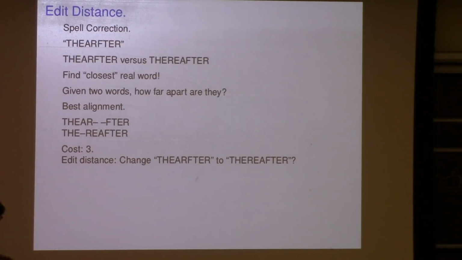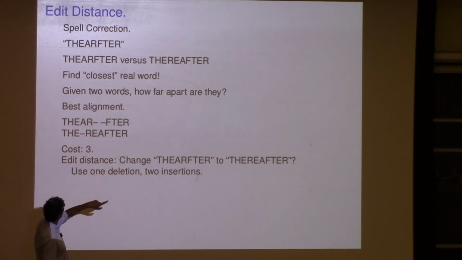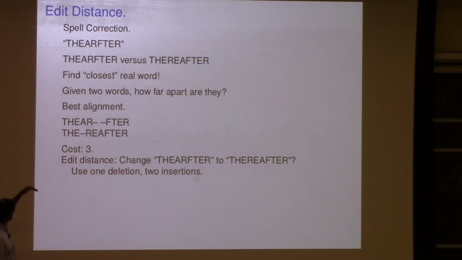Okay? So the edit distance, it's also called the edit distance because this alignment shows you how to change one word into the other. Okay? It uses 1 deletion and 2 insertions. So what I'm going to do is try to change the top word into the bottom word. And so what I'm doing is, I look at the T, and I see in the bottom it's a T.